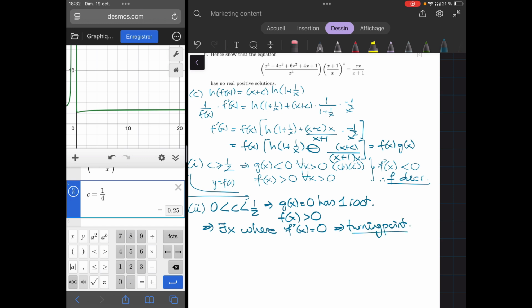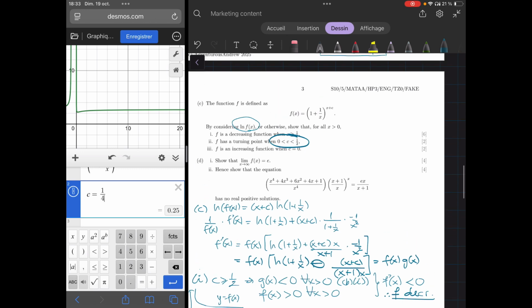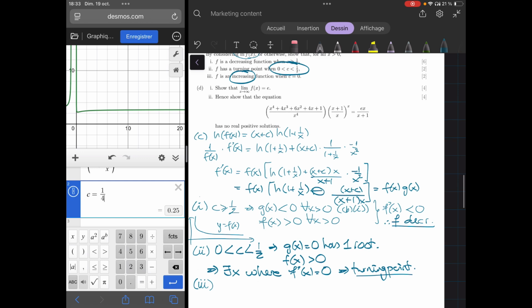For a more convincing proof, you can use the second derivative, but considering the complexity of the question and the time constraint on the paper, I do not think that it is necessary. Part 3. Prove that f is an increasing function when c is equal to 0.